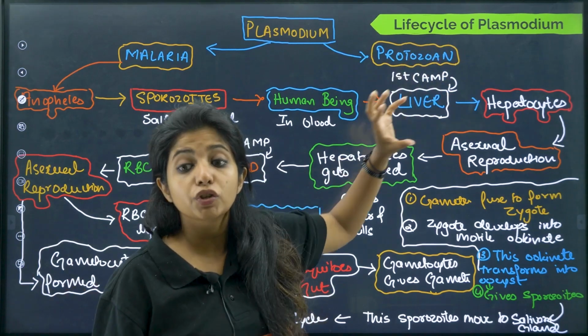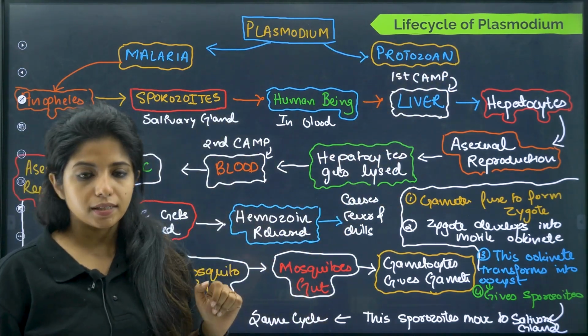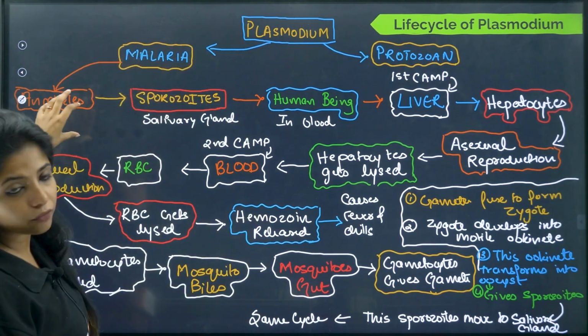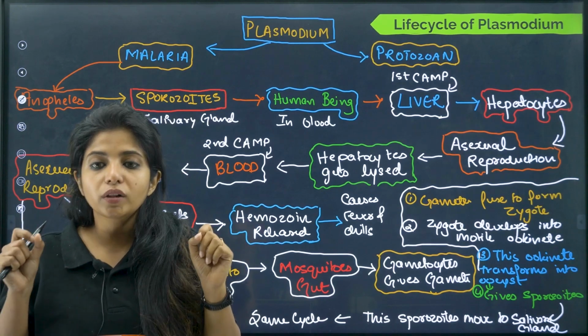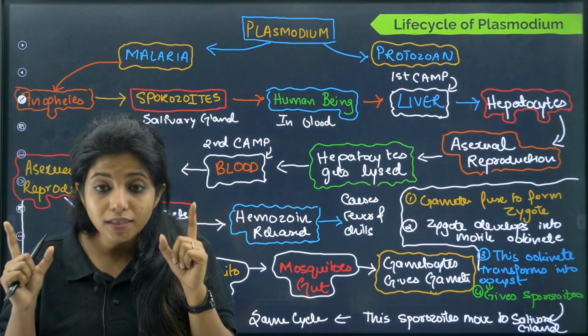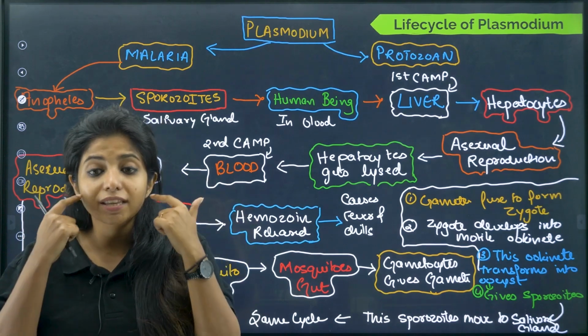It's what? A protozoan. It's a eukaryote. It has a nucleus and everything. Okay. So what it does is that this Plasmodium gets into the Anopheles mosquito, and in the Anopheles mosquito, it is in this particular stage. You call this the sporozoite stage. What do you call this stage? Sporozoite stage. Okay. In this stage, it is there in the salivary gland.